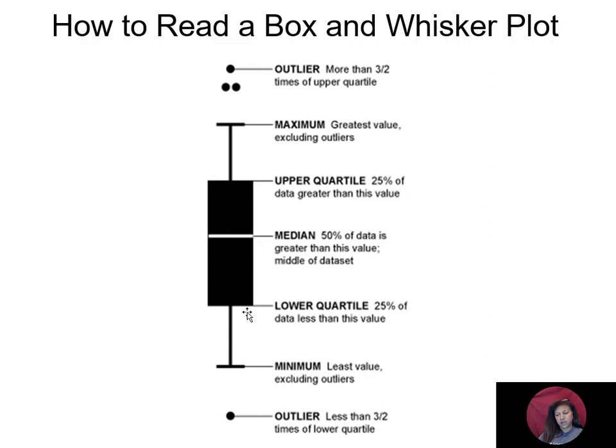This is your lowest quartile, the lowest 25%. Here's your median. This is where 50% of the data is greater than this value, the middle of the data set. You've got your upper quartile, the upper 25% of the data here, okay? But let's look at outlier, what that is. We've got an upper outlier, so an outlier that was actually more than 3/2 times the upper quartile, and an outlier here at the bottom that's actually less than 3/2 times the lower quartile.